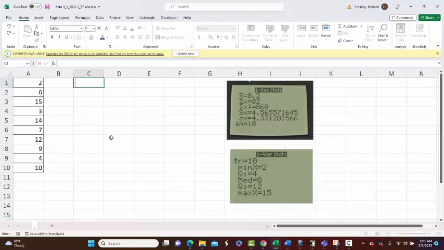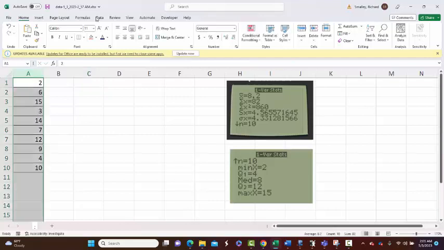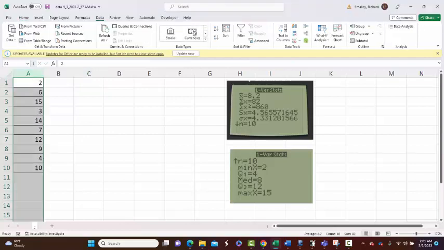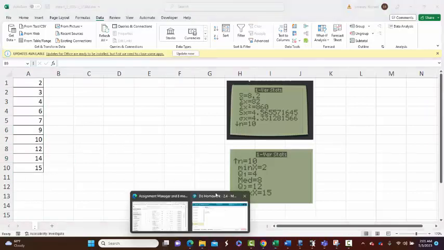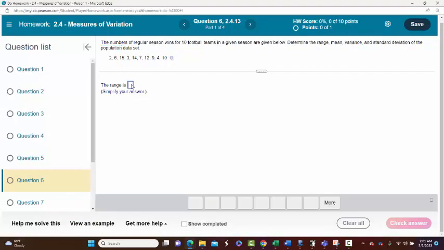But that's okay. You can sort them if you want to. You didn't have to sort them, but if you did sort them, yeah, for the other calculations, then you know it's going to be the last number minus the first number. 15 minus 2 is 13. So I'll go ahead and get that check mark real quick. 13.